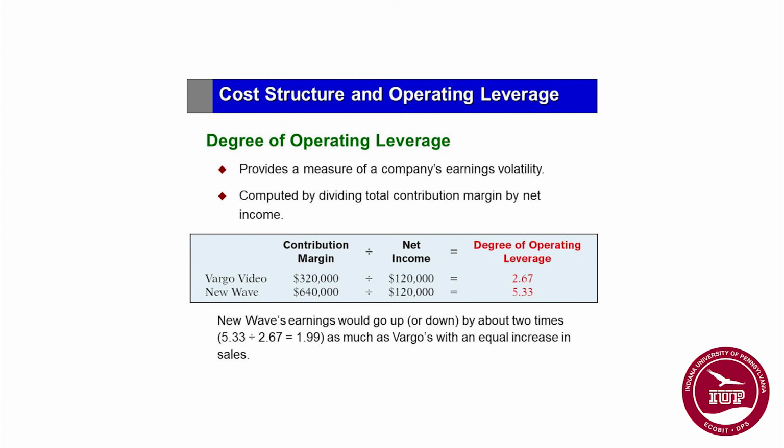So in a way, if the sales decline, you'll have New Wave being much riskier than Vargo Video. So New Wave's earnings could go up and down as much as 2 times compared to Vargo Video with an equal increase in sales. Or similarly, if there's a decrease in sales, then it will go down twice as fast as Vargo.